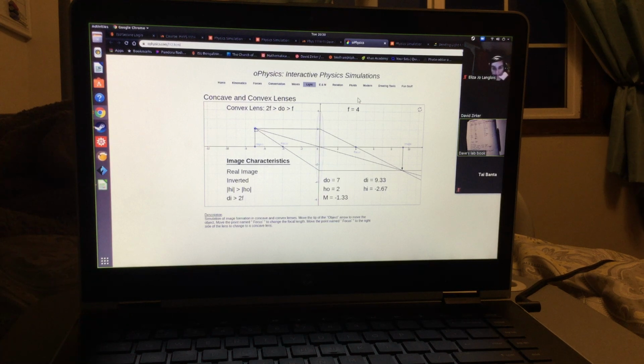Oh, sorry. Go ahead. Just like if you move this past the focal length, you'll notice the magnification becomes positive. Yeah, because it's upright. But then you also hit that sweet spot where it starts getting smaller again. At least that's what happened with me.